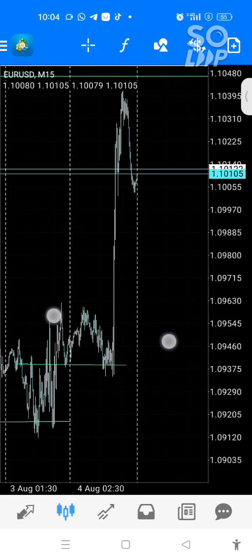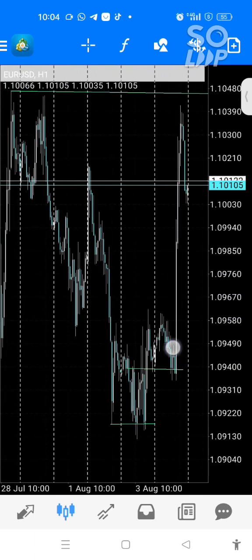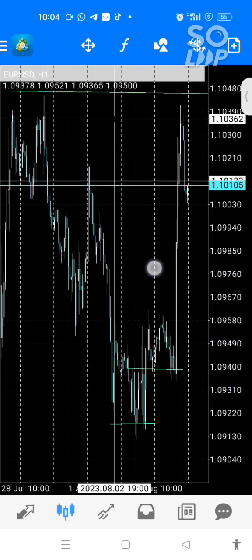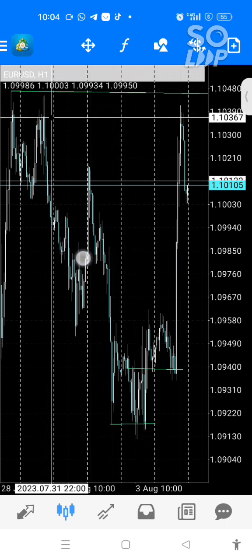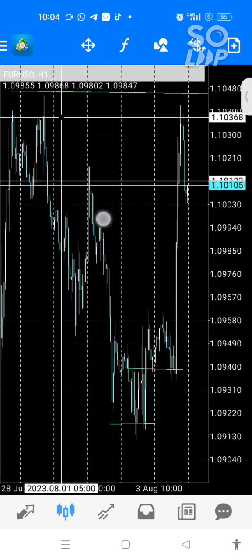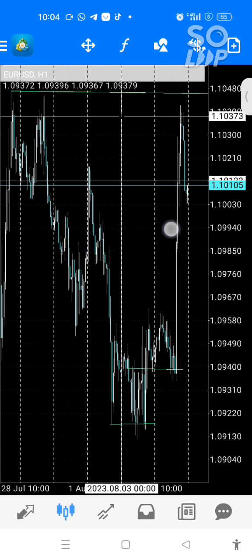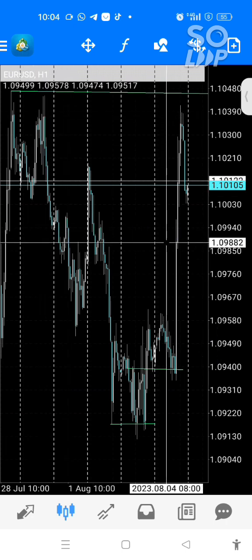So I bought this. I was actually trying to target this equal high, but when price got to this rejection block here, I exited the trade, because a rejection block can also be a form of liquidity grab. So immediately it took out this rejection block, I closed the trade and exited.